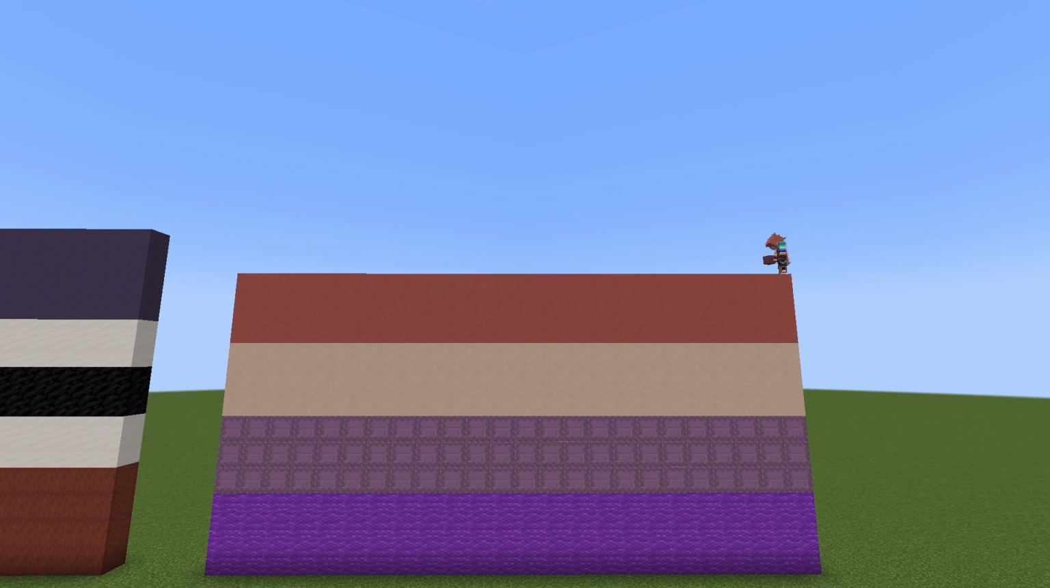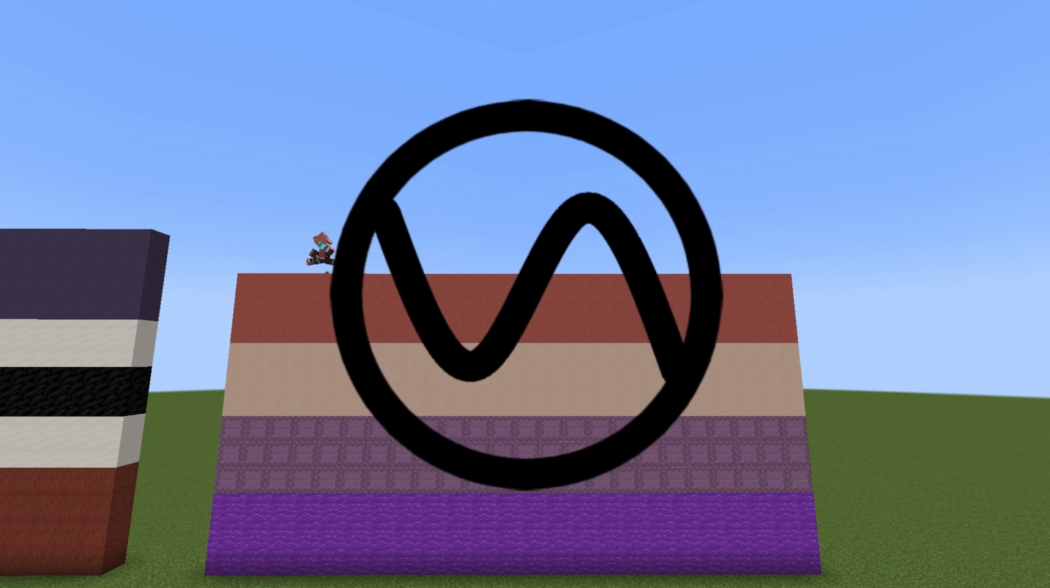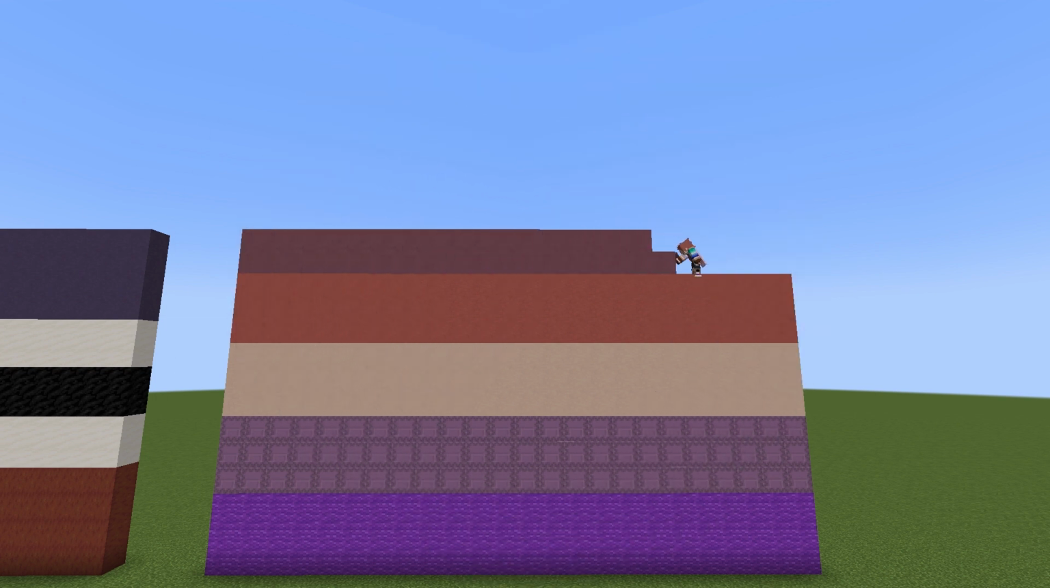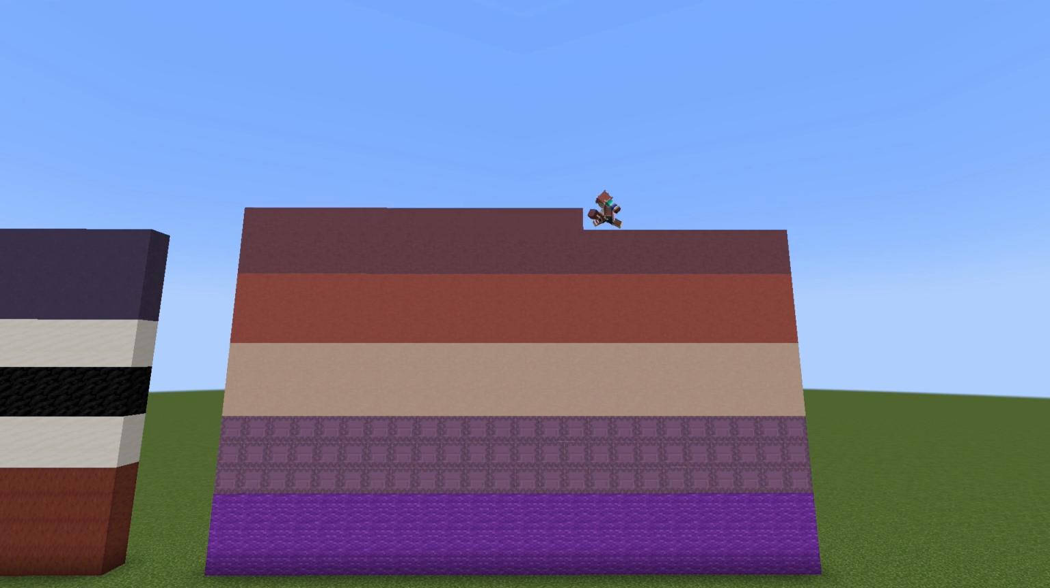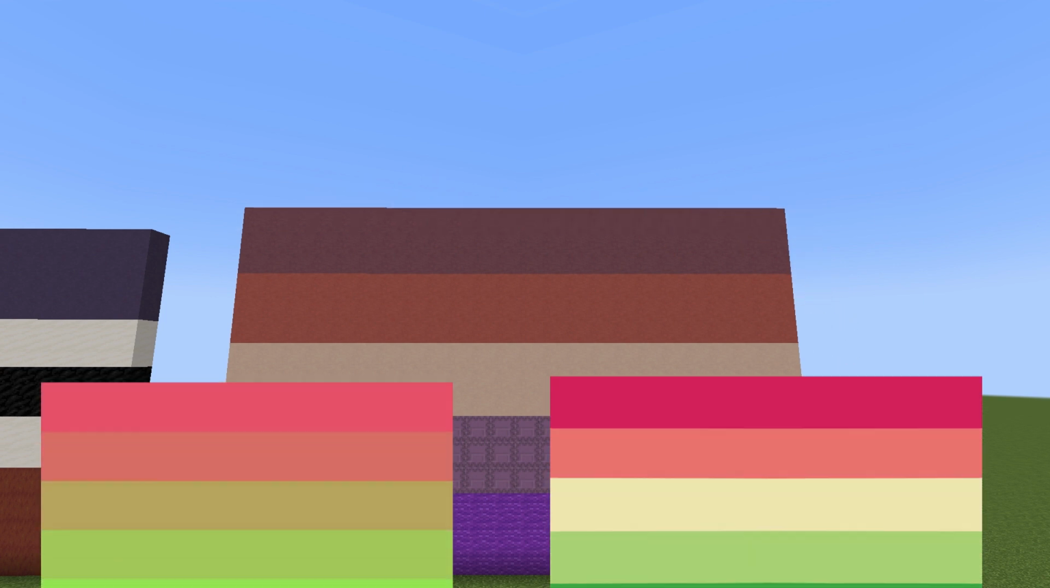As well as a flag, this term also has a symbol. The Aceflux symbol was created by a fandom user, WeFineLM, on October 28th, 2021 for an LGBTQ+ poster. And here's the Aroflux flag.